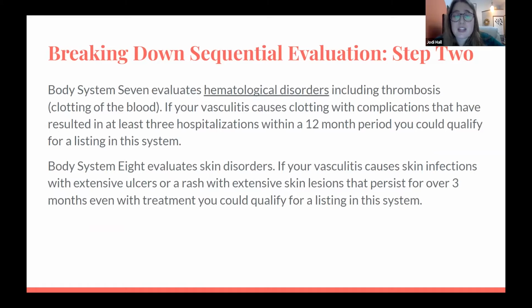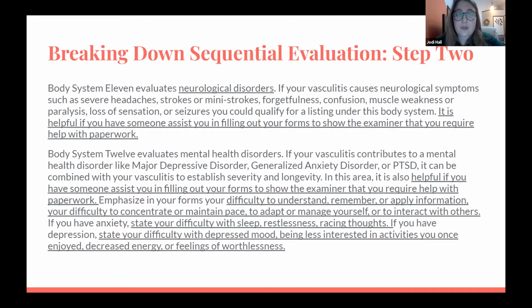If you've had any complications with blood clotting that have resulted in hospitalizations within a 12-month period, you could be body system 7. If you have vasculitis that causes skin problems and you've had ulcers with lesions that persist even with treatment, you could qualify under the skin disorders listing. And then neurological disorders: if your vasculitis has caused loss of sensation, muscle weakness, forgetfulness, or confusion, you could qualify under body system 11.